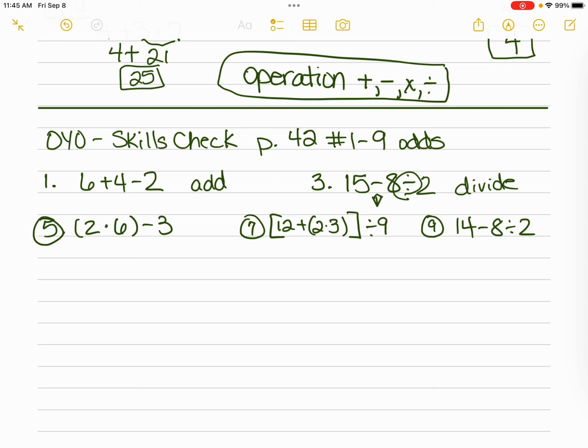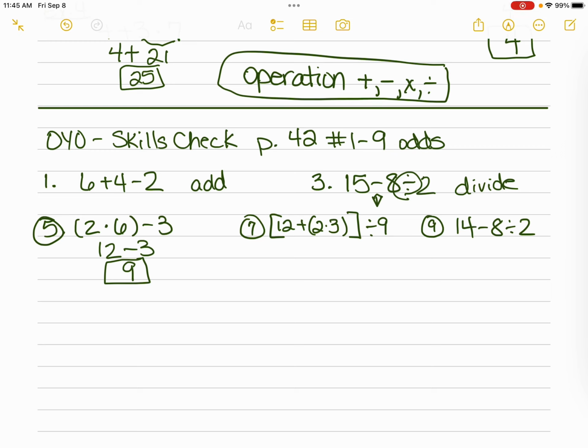Okay, on number 5, I'm going to do parentheses first. So that means I do 2 times 6 is 12. And then I do 12 minus 3, and that equals 9. So if you got that right, great. If you did something in a wrong order, you need to look back on what you did.